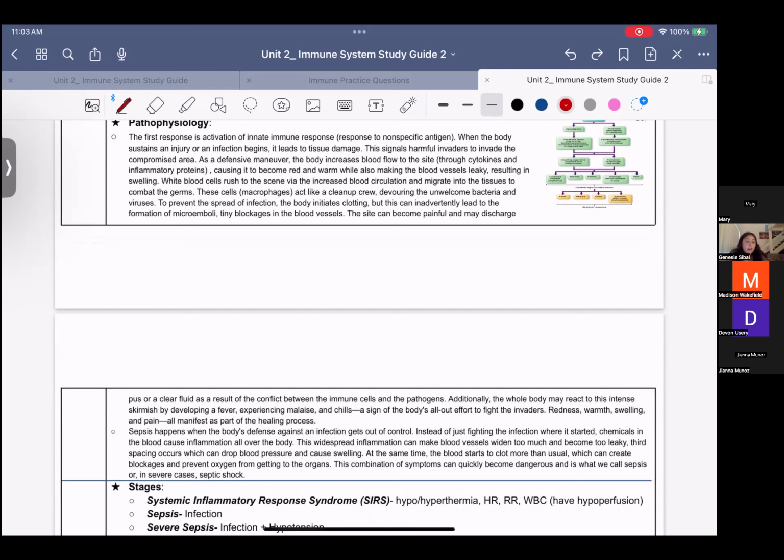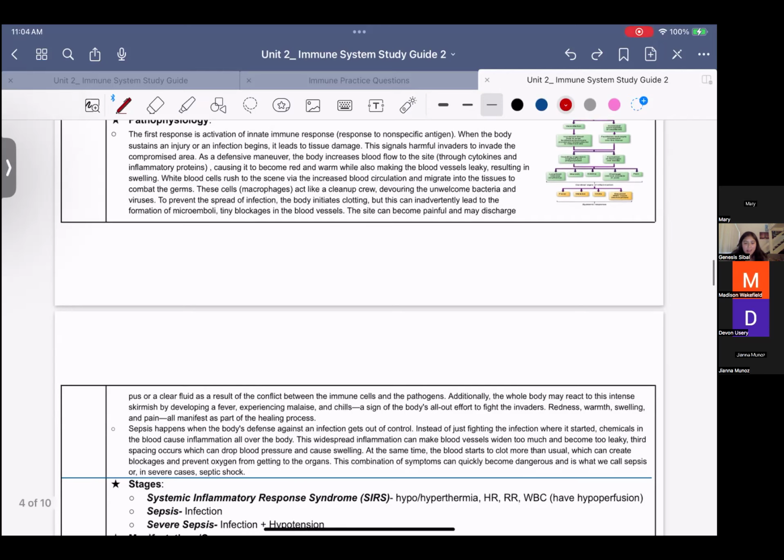But basically, the first response is activation of the innate immune response, right? So we have those barriers and everything, but now that we're talking about sepsis, we're talking about an infection that has gotten out of control, but it's more your body's response that has gotten out of control as well. So your first response of activation is the innate immune response, a response to a non-specific antigen.